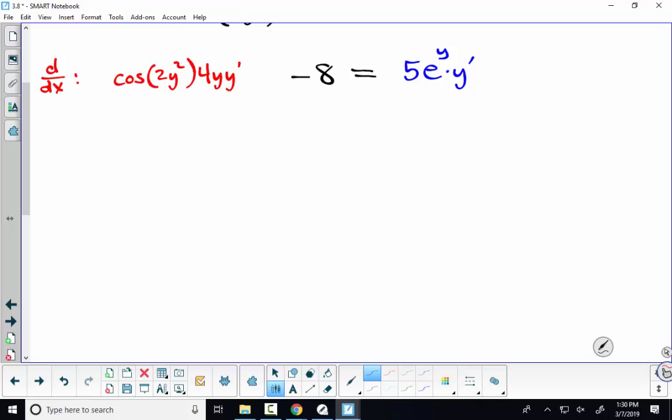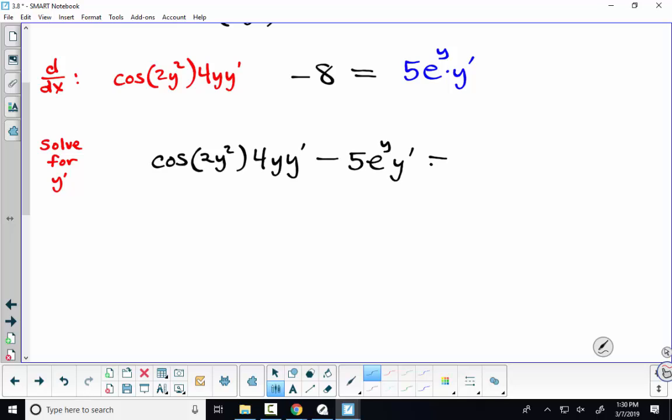Okay. Now we have to solve for y prime. That just means the terms that involve y prime, we need them together on one side, and the terms that don't need to be on the other side. So it doesn't matter what side they're on. Let's just say it's cosine of 2y squared times 4y prime minus 5e to the y prime equals 8.